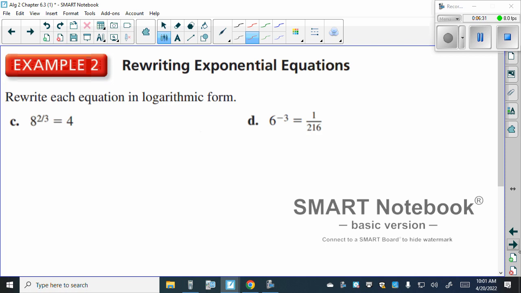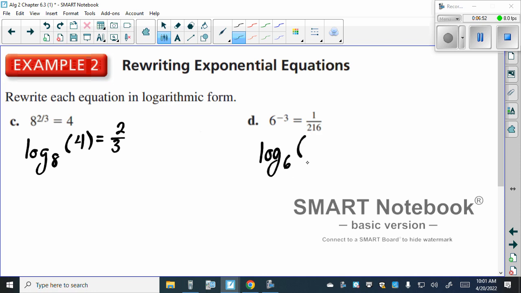8 to the 2/3 equals 4 would be log base 8 of 4 equals 2/3. So the next one would be log base 1/2 of 16 equals negative 3. Questions on any of these here?